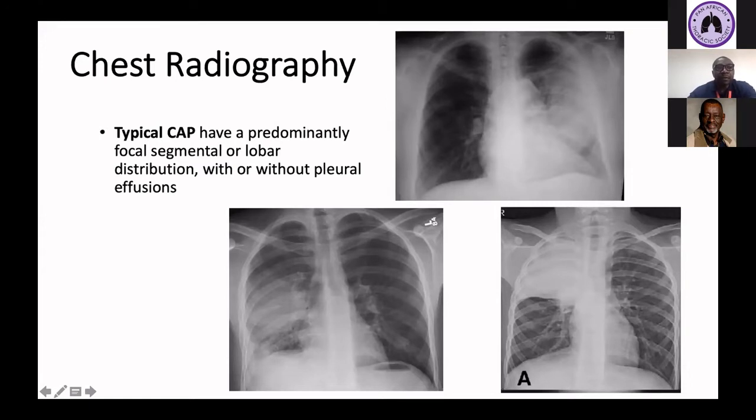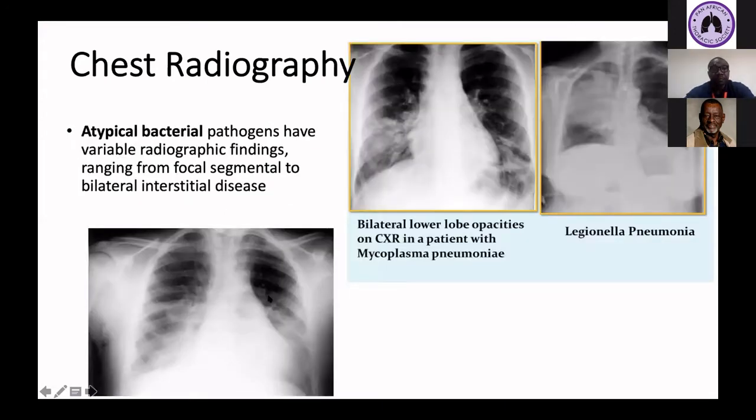In the typical community-acquired pneumonia, we have predominantly focal opacities, like here in the upper lobe. We may also have a pleural effusion under the opacity of the lung. When it is atypical pneumonia, we have a variable radiographic finding. We can have a focal localization of the pneumonia, like here. We may also, and it's very often, have bilateral opacities in both lungs, like in these two chest radiographs.